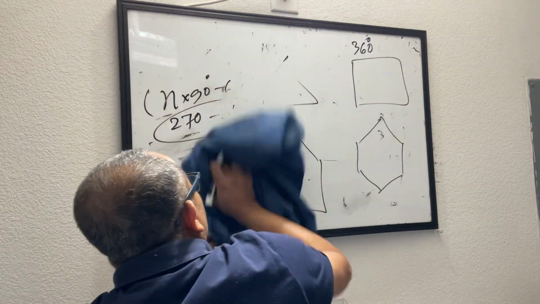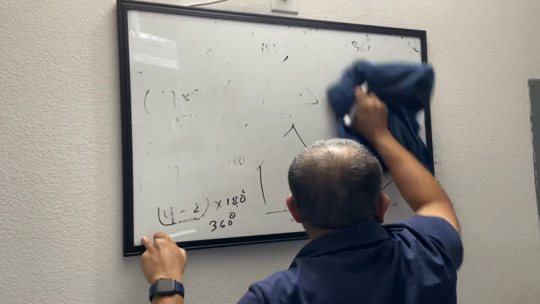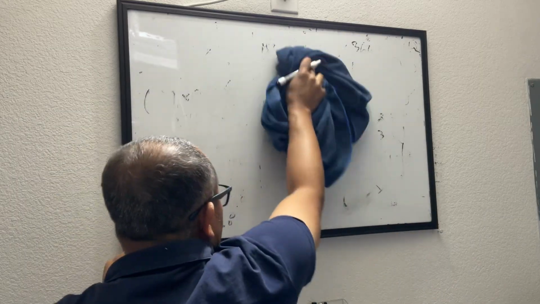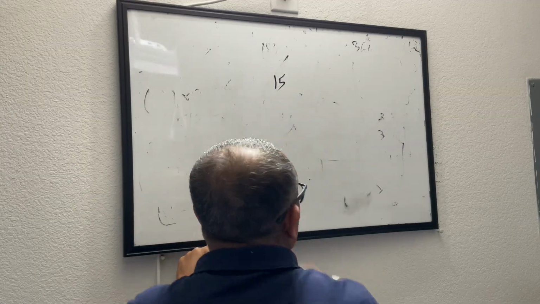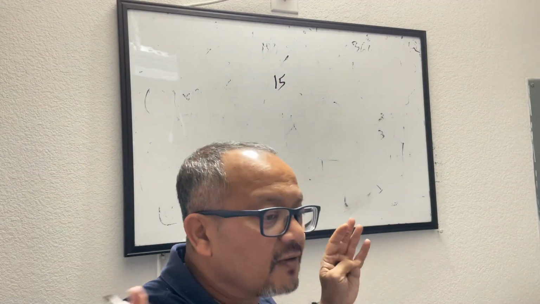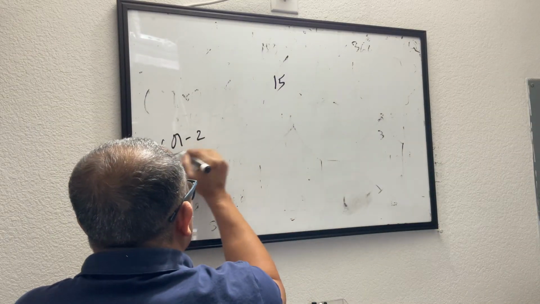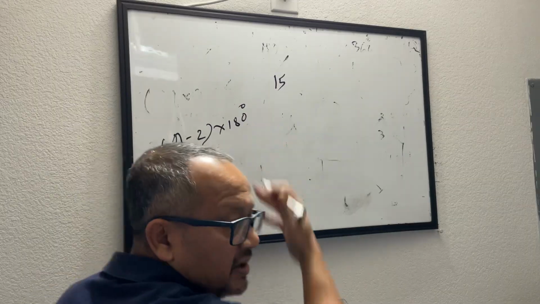So guys, hold it. In the exam or in any situation, if you have been asked what is the sum of all the interior angles of a polygon which has 15 sides, you don't have to draw 15 sides. Put that in the same formula, n minus 2 into 180, and that will be it. Okay? N is 15. Find it out.